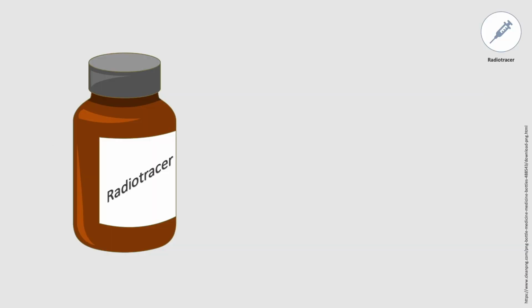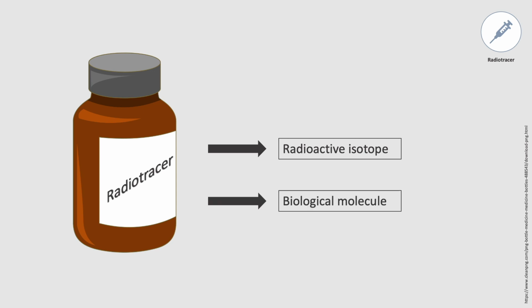How do our organs even become visible on the scan in the first place? Well, that's exactly what the radioactive tracer is used for. The tracer is injected into the bloodstream of the patient in order to highlight the body parts, or even the specific cells under examination. The radio tracer is made up of two main parts. The first part is a radioactive isotope. The second part, a biological molecule.